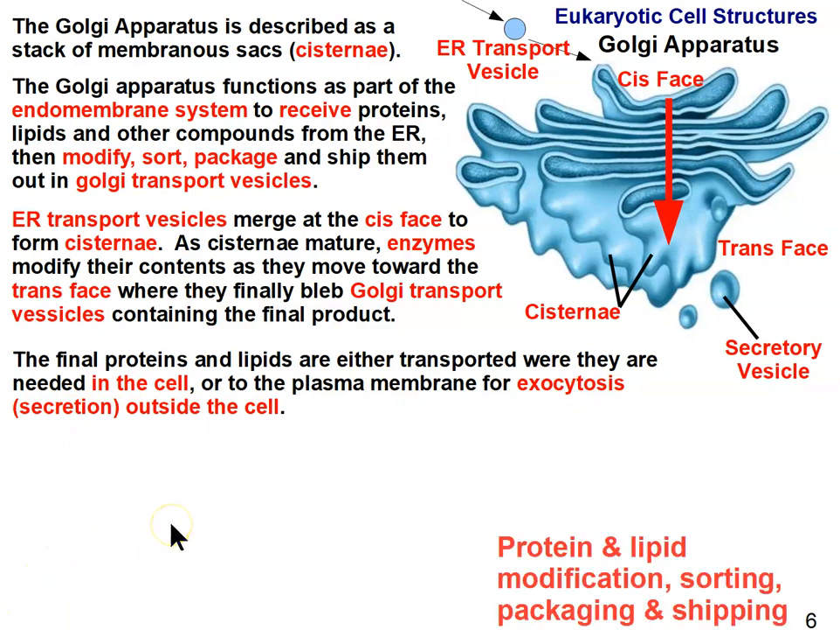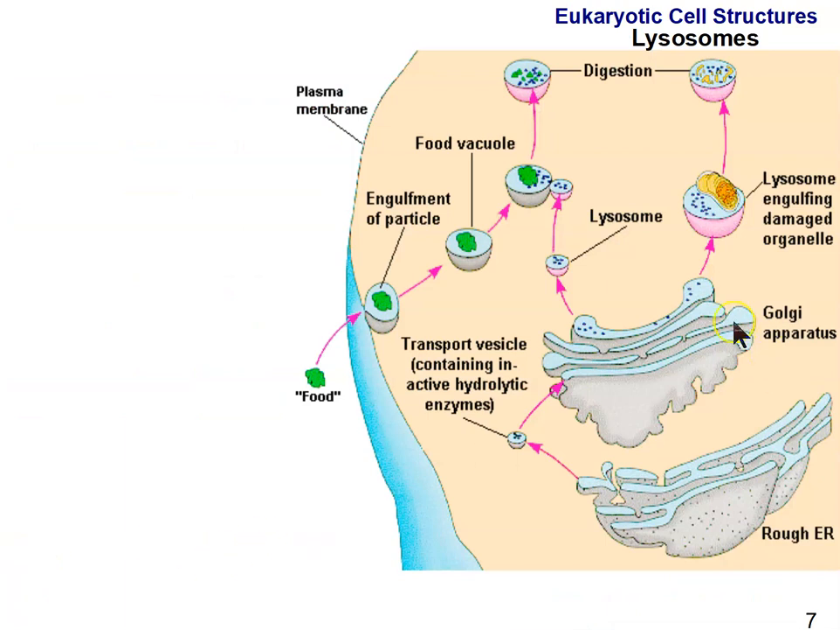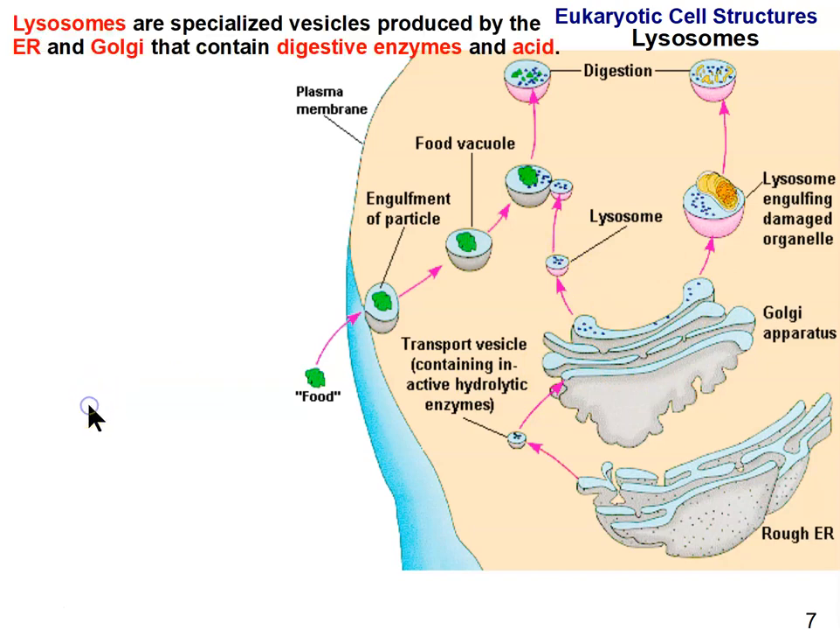So the bottom line for the Golgi apparatus: protein and lipid modification, sorting, packaging, and shipping. That's what the Golgi apparatus does. If you look at this diagram, notice that we've got the Golgi apparatus here, and it's producing vesicles, and these vesicles are specialized vesicles. So we're going to take a look at them because they're different than other vesicles produced by the Golgi, because they contain digestive enzymes and acids.